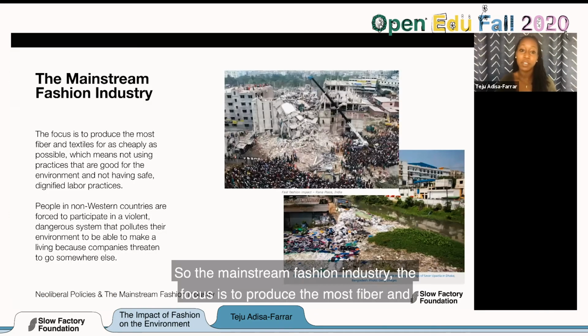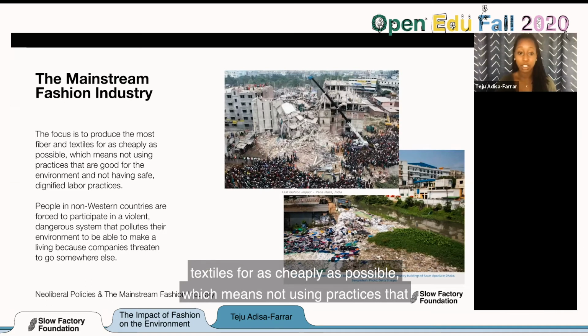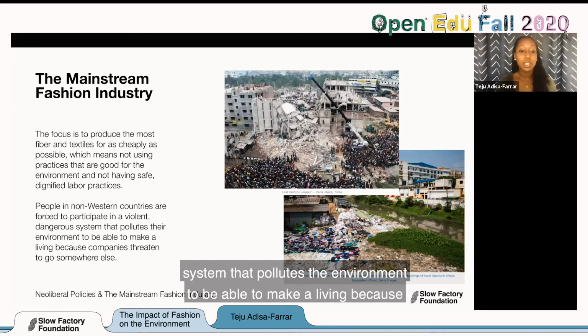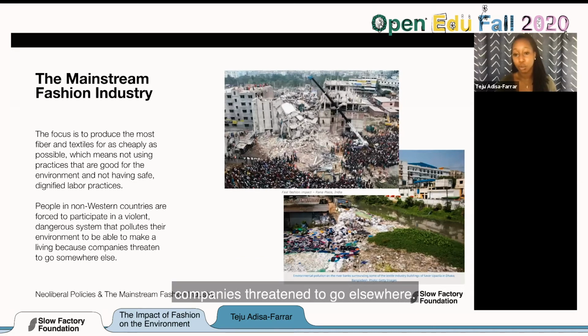So in the mainstream fashion industry, the focus is to produce the most fiber and textiles as cheaply as possible, which means not using practices that are good for the environment and not having safe, dignified labor practices. People in non-Western countries are forced to participate in a violent, dangerous system that pollutes the environment to be able to make a living because companies threaten to go elsewhere.